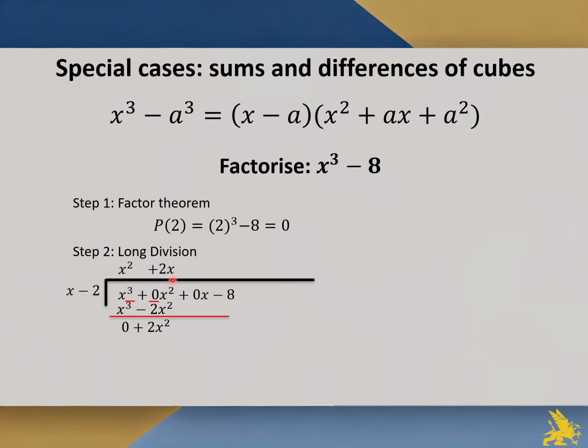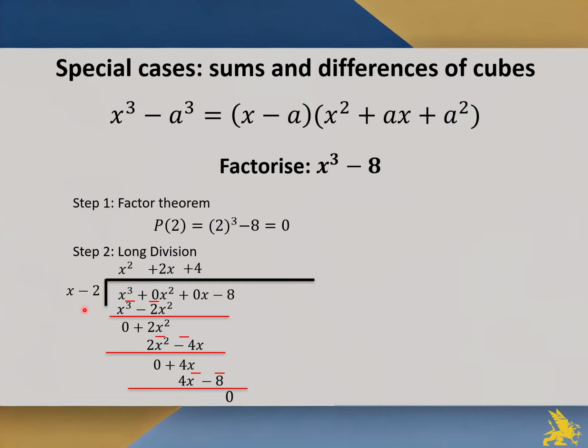I work out what I've shared. 2x times x is 2x squared, and 2x times negative 2 is negative 4x. I take away what I've shared. This is cancelled out, and 0x plus 4x is 4x. Again, 4x divided by x gives me 4. I go back the opposite way. 4 times x is 4x, and 4 times negative 2 is negative 8. I take that away, and I get 0.